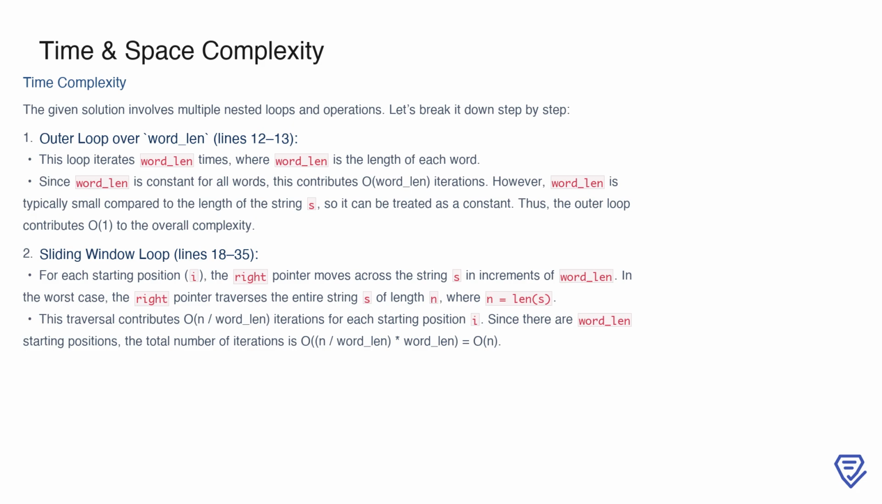Next, we examine the sliding window loop. For each starting position, the right pointer traverses the string S in increments of word_len. In the worst case, it processes the entire string of length n, contributing n/word_len iterations per starting position. Since there are word_len starting positions, this simplifies to n. So, the traversal of the sliding window dominates the time complexity at this point.